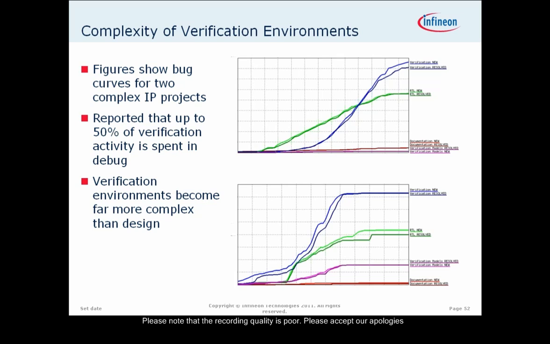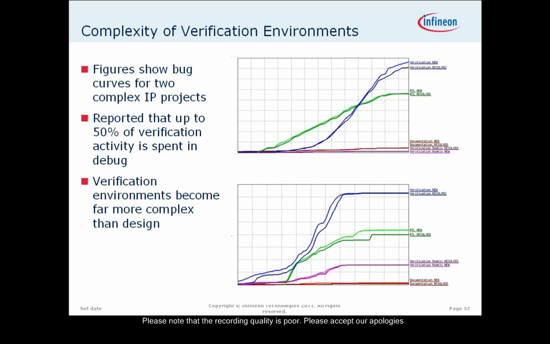If we look at bug curves for simpler IP, it looks quite different. So the question really here is, do these methodologies, which work very well on these simpler bits of IP, scale well to the complex IP? And these sort of curves would suggest to me that perhaps they don't.